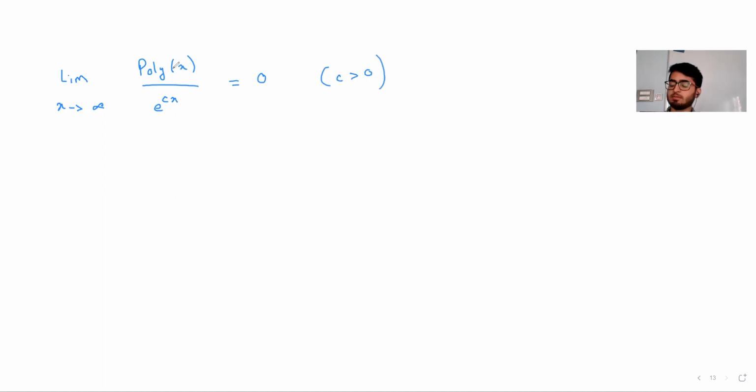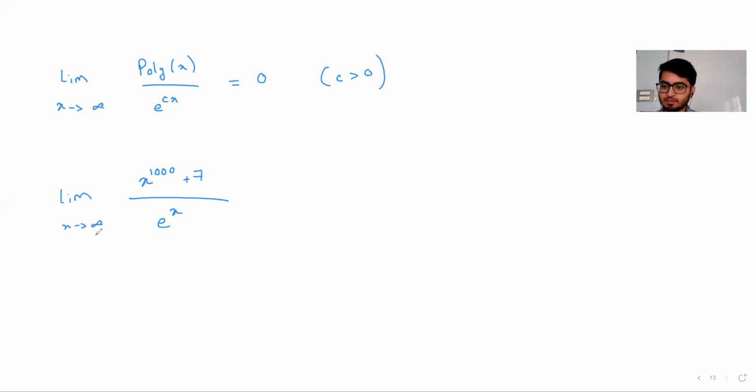Poly x is nothing but a short form I am using for any polynomial in x. In the denominator, we have e to the power cx, and the limiting value of this will be 0, where c is greater than 0. Let me take an example. For example, x to the power 1000 plus 7, and e to the power x, and I need to find this limit as x tends to infinity.